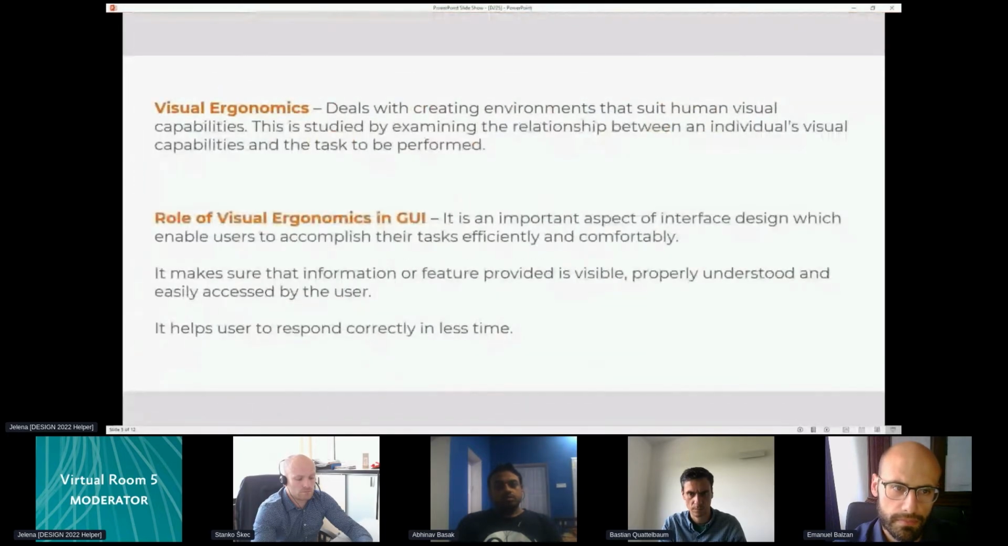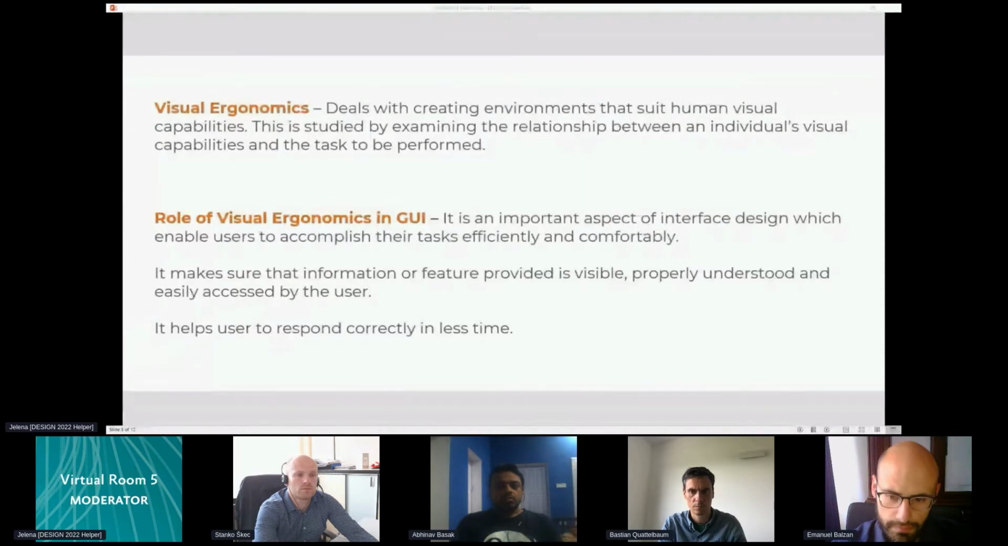Visual ergonomics deals with creating environments that suit human visual capabilities, which is studied by examining the relationship between the visual capabilities of an individual and the task to be performed. It is an important aspect of interface design as it enables users to accomplish their tasks efficiently and comfortably.